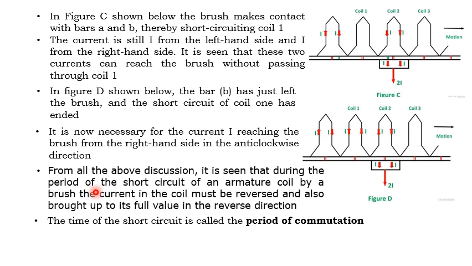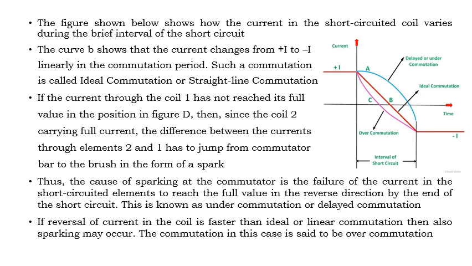Now, whatever be the time of the short circuit, it is called the period of commutation. The time taken for the short circuit of the armature coil by the brush is called the period of commutation. The figure shown here gives the relation between current and time with respect to the commutation process.